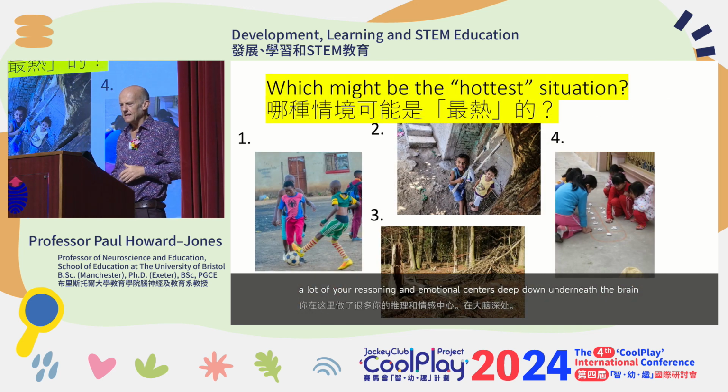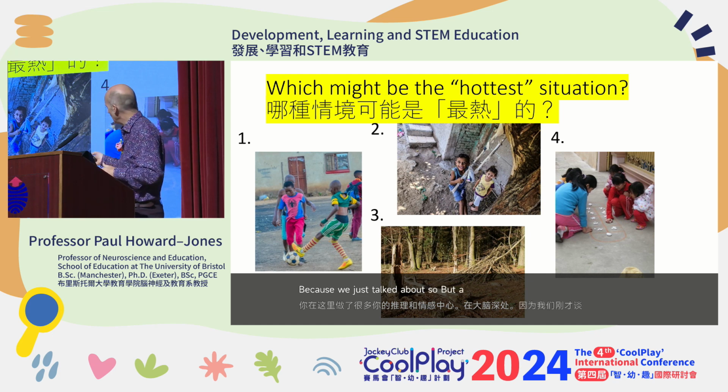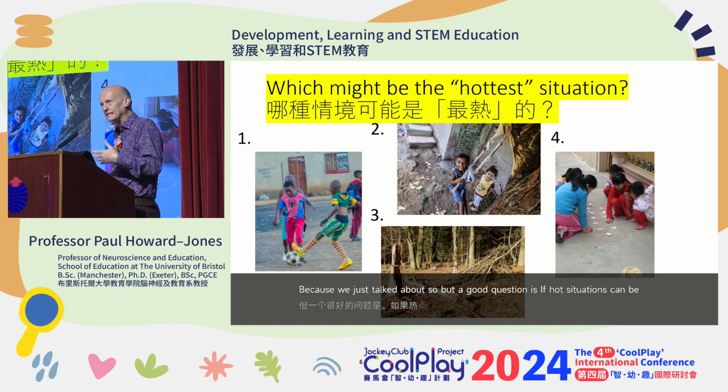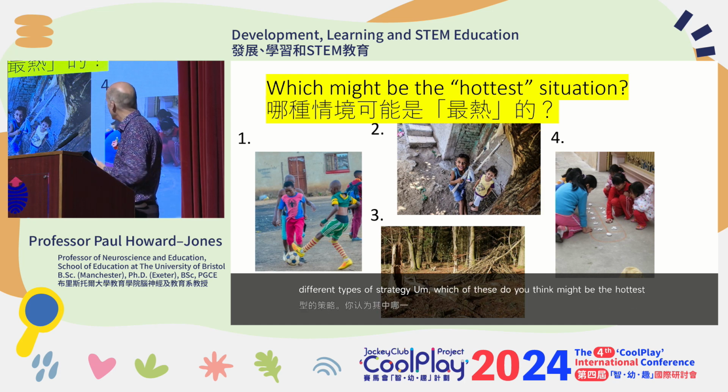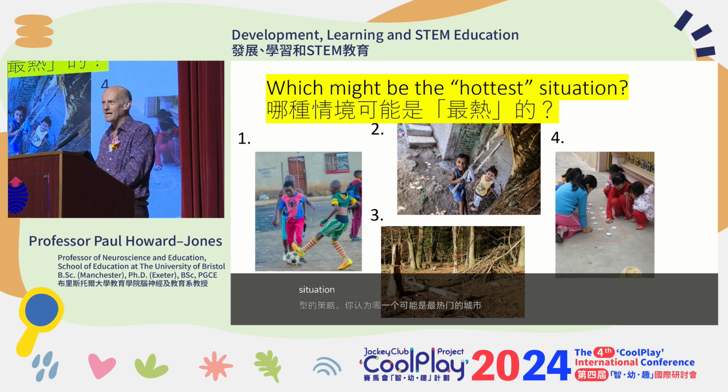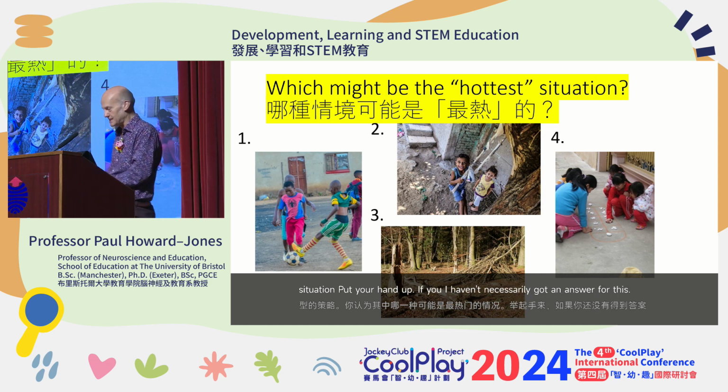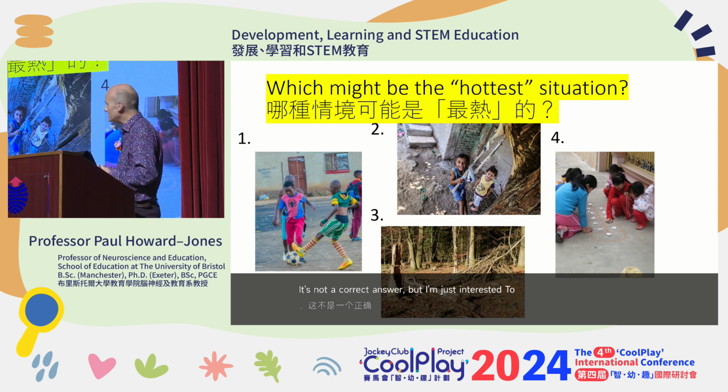Okay, we just talked about it. But a good question is, if hot situations can be helpful for learning to regulate emotions, because they sometimes require different types of strategy, which of these do you think might be the hottest situation? Put your hand up. I haven't necessarily got an answer for this, there's not a correct answer, but I'm just interested to know which potentially can generate a hot situation where the emotional temperature is much higher.